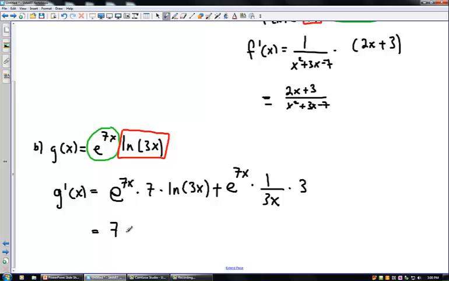So I have 7 e to the 7x ln of 3x plus, these 3's are going to cancel, and so I'm left with e to the 7x all divided by x.